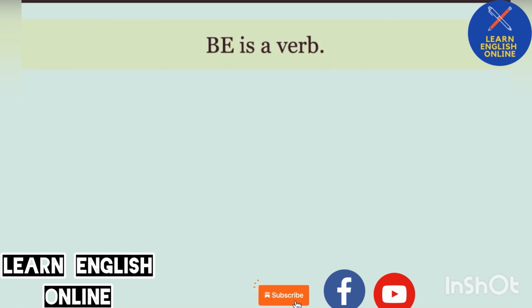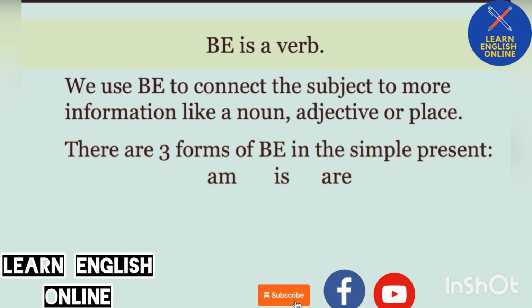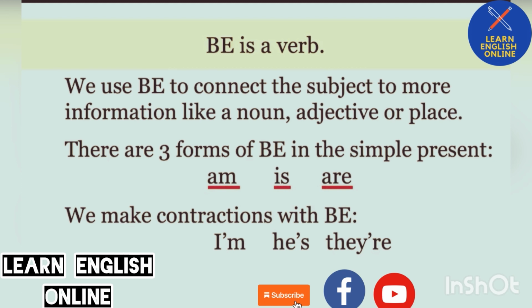In this lesson, you learned a lot about the be verb. You learned be is a verb. We use be to connect the subject to more information like a noun, adjective, or place. There are 3 forms of be in the simple present: am, is, are. And we make contractions with be: I'm, he's, and they're.